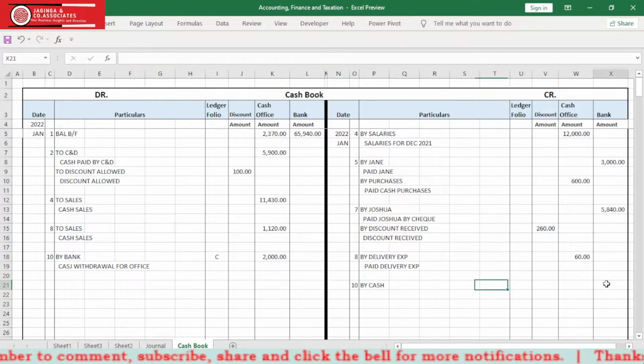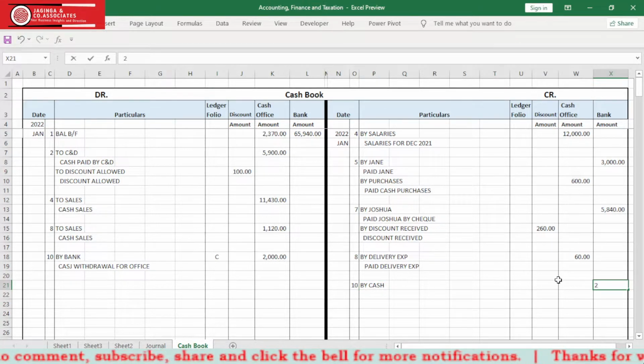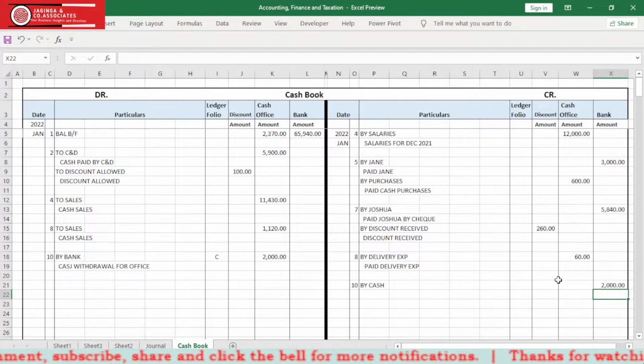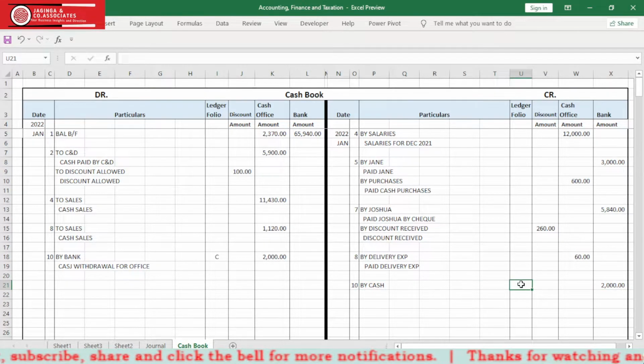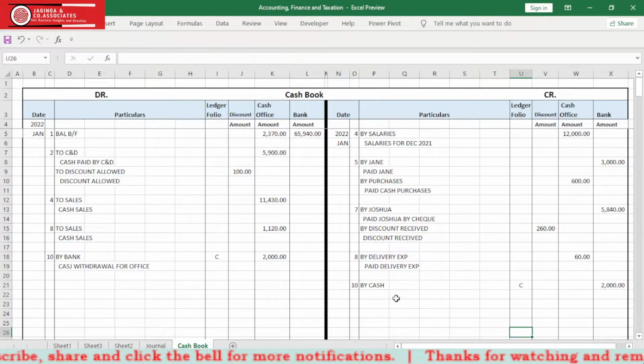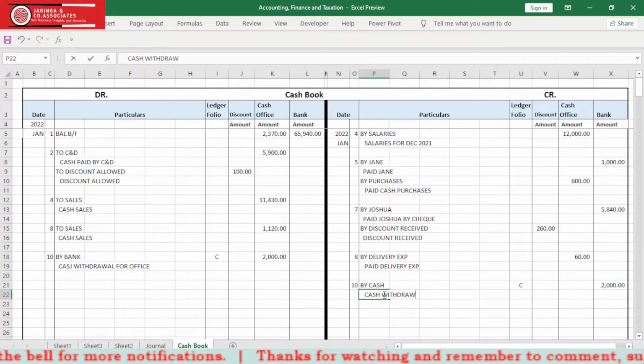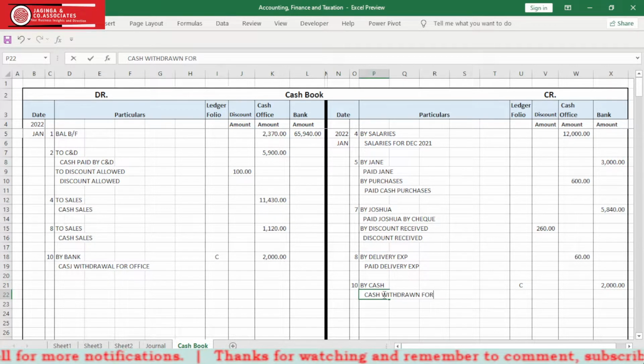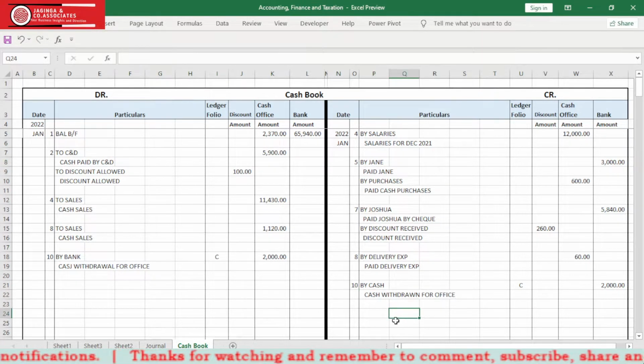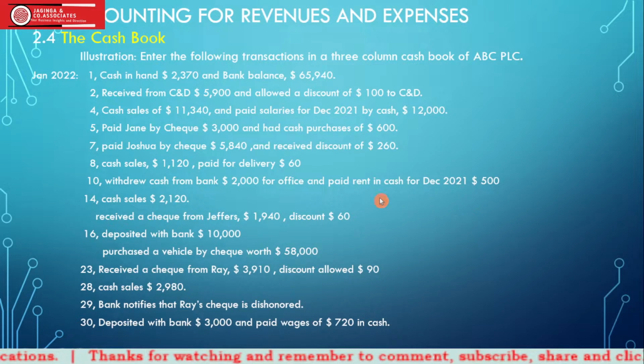So here we'll withdraw money from bank, 2,000, and then here there will be a contra entry. So here we'll narrate cash withdrawn office, and then on the same day you paid rent worth 500.